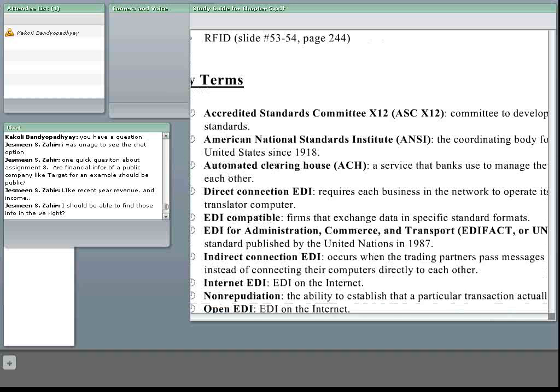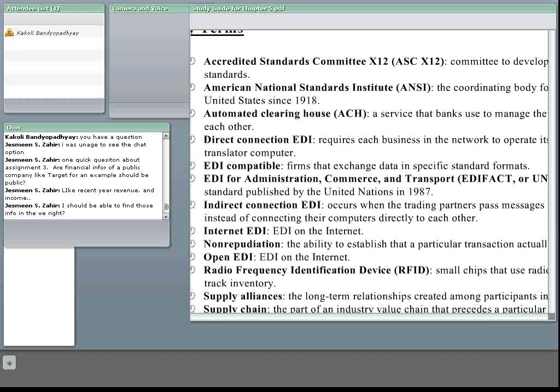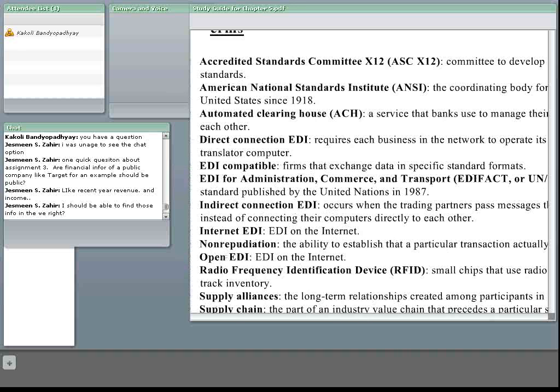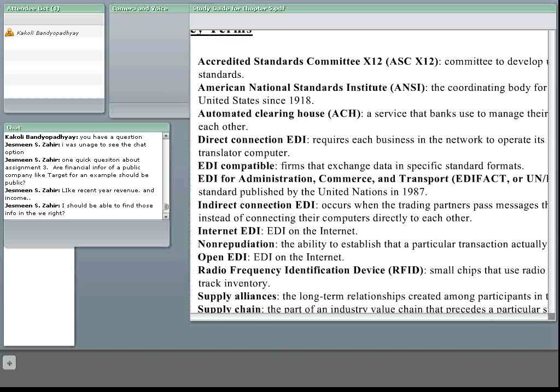Okay, then you also need to know what is direct connection EDI and what is indirect connection EDI. Direct connection EDI basically requires each business in the network to operate its own on-site EDI translator computer. Okay, so we need a translator computer to translate the EDI transaction set. Indirect connection EDI occurs when the trading partners pass messages through the value-added network instead of connecting their computers directly to each other. So the value-added network does all the storing, forwarding, and translation of the EDI transaction sets. Okay.